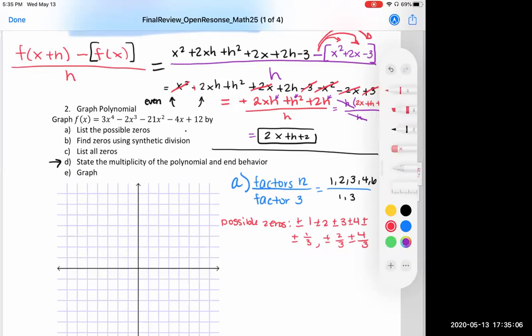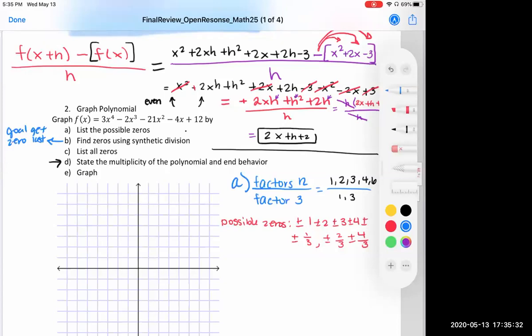All right, B: find your zeros using synthetic division. The way this works is our goal is to use synthetic division, and your goal is to get 0 at the end. Because we know when we get 0 at the end, that the number we're using in synthetic division is a zero.